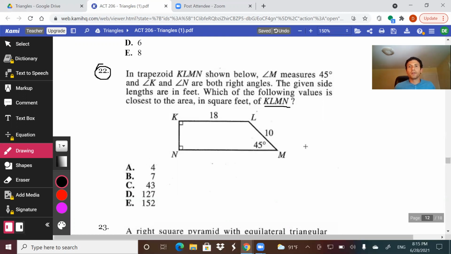So let me show you a quick way. Pretend you didn't know 45, 45, 90, or pretend you just didn't feel comfortable with geometry at all. Well, if from L to M is 10, what do you think this is? I don't know, roughly. You can give me any number that you think it could be. I'd say maybe about 7.